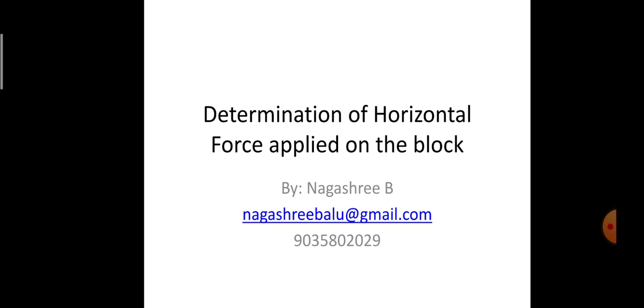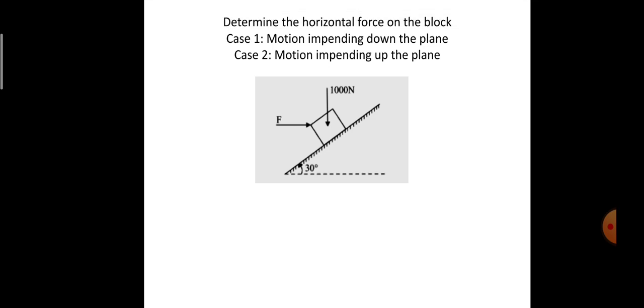So today I'll be discussing how to determine the horizontal force applied on a block. Here I have a numerical wherein we need to determine the magnitude of the horizontal force which is applied on the block, and you can notice that the block is present on an inclined plane which has an angle of inclination of 30 degrees.